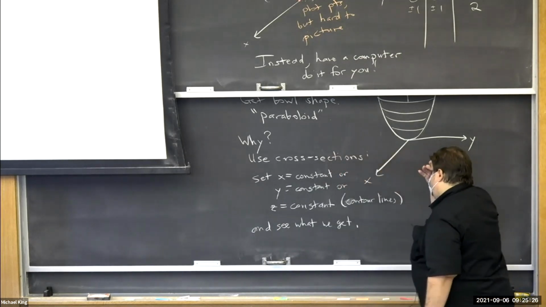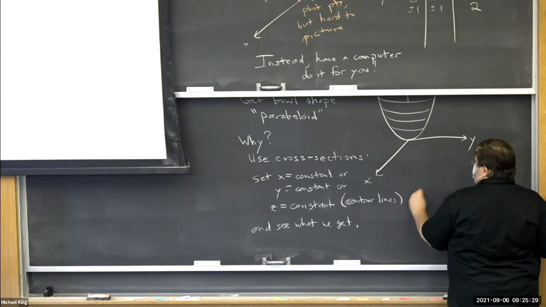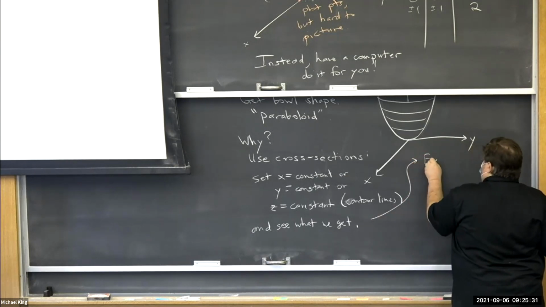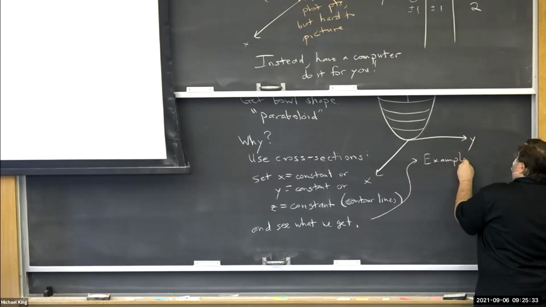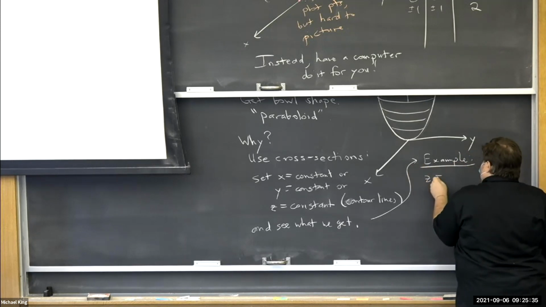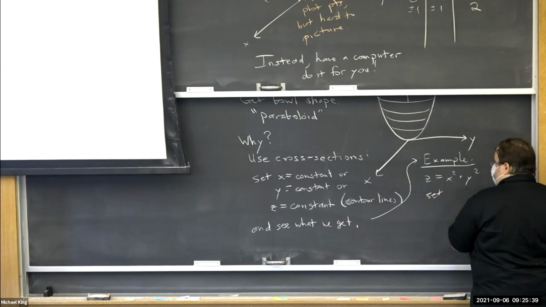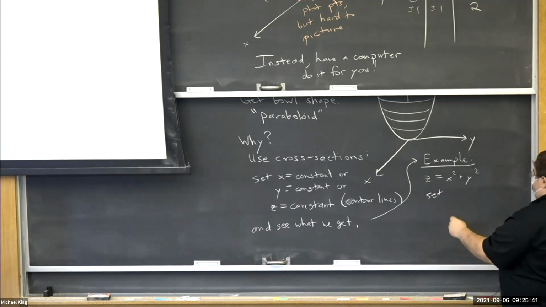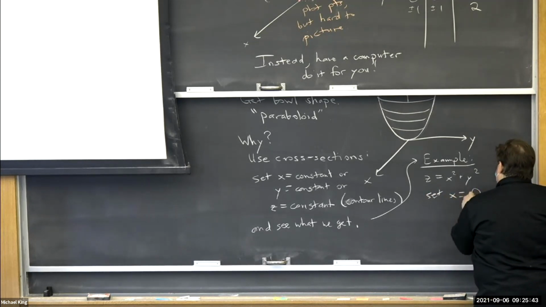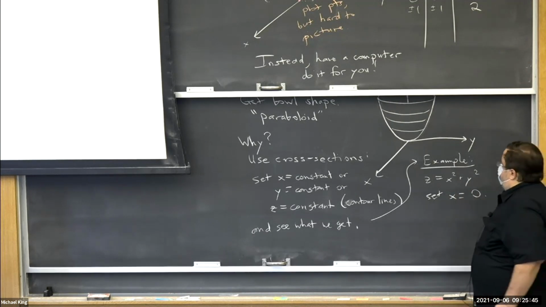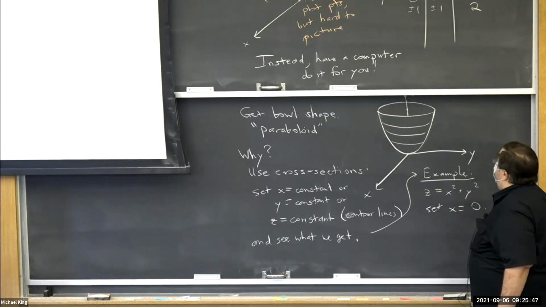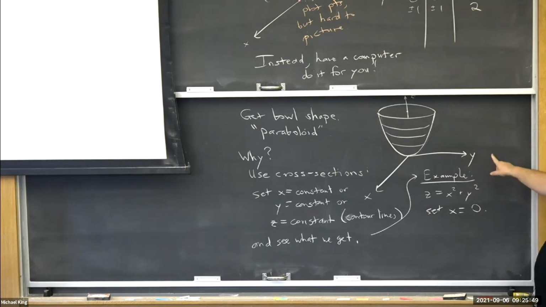For example, if we have z equals x squared plus y squared, but we set, let's say, x equals 0. So in this picture, x equals 0 is what part of the picture? We looked at this on Friday. Yeah? First one.